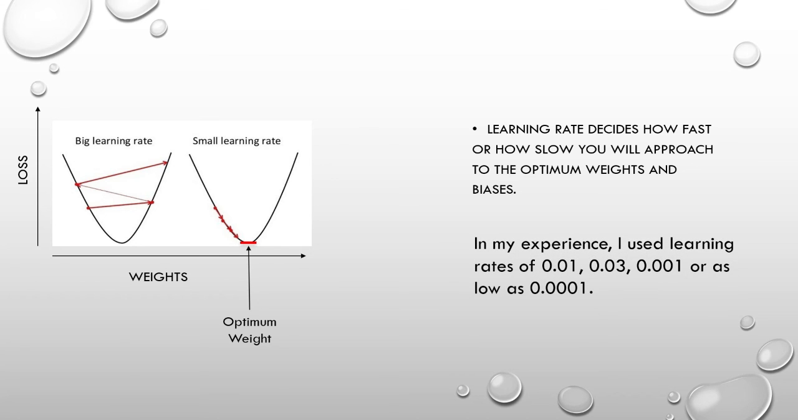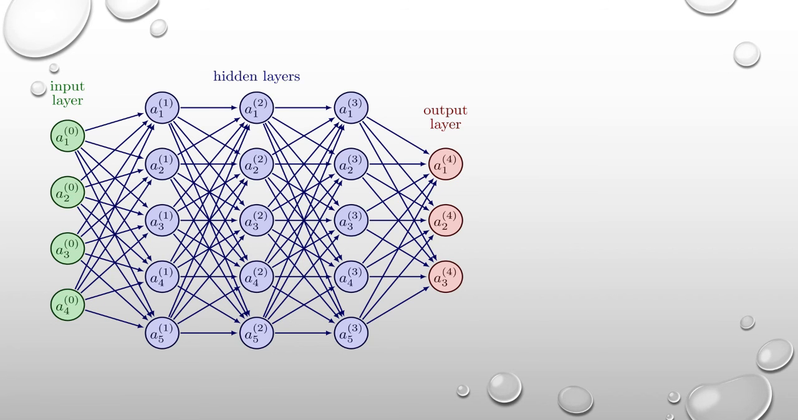In my experience, I used learning rates of 0.01, 0.03, 0.001, or as low as 0.0001. And it may require 10, 20, 50, 100, 200, 300, or even 500 iterations or epochs of forward pass and backpropagation to reach this optimum level. As I mentioned at the beginning, you can use multiple hidden layers, and the working process will be exactly the same. To improve the performance of your neural network, these are the things you can tweak.